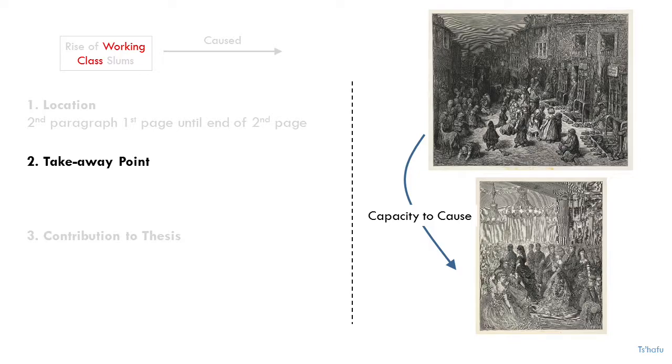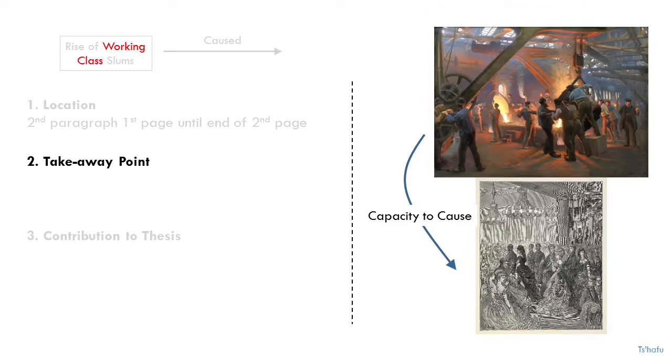So we have to think carefully. How does the type of work that people are engaged in contribute to the capacity to cause something? That is what we are interested in. That is what we need to frame our section as in order to accomplish our goal. So then our takeaway point here is this.